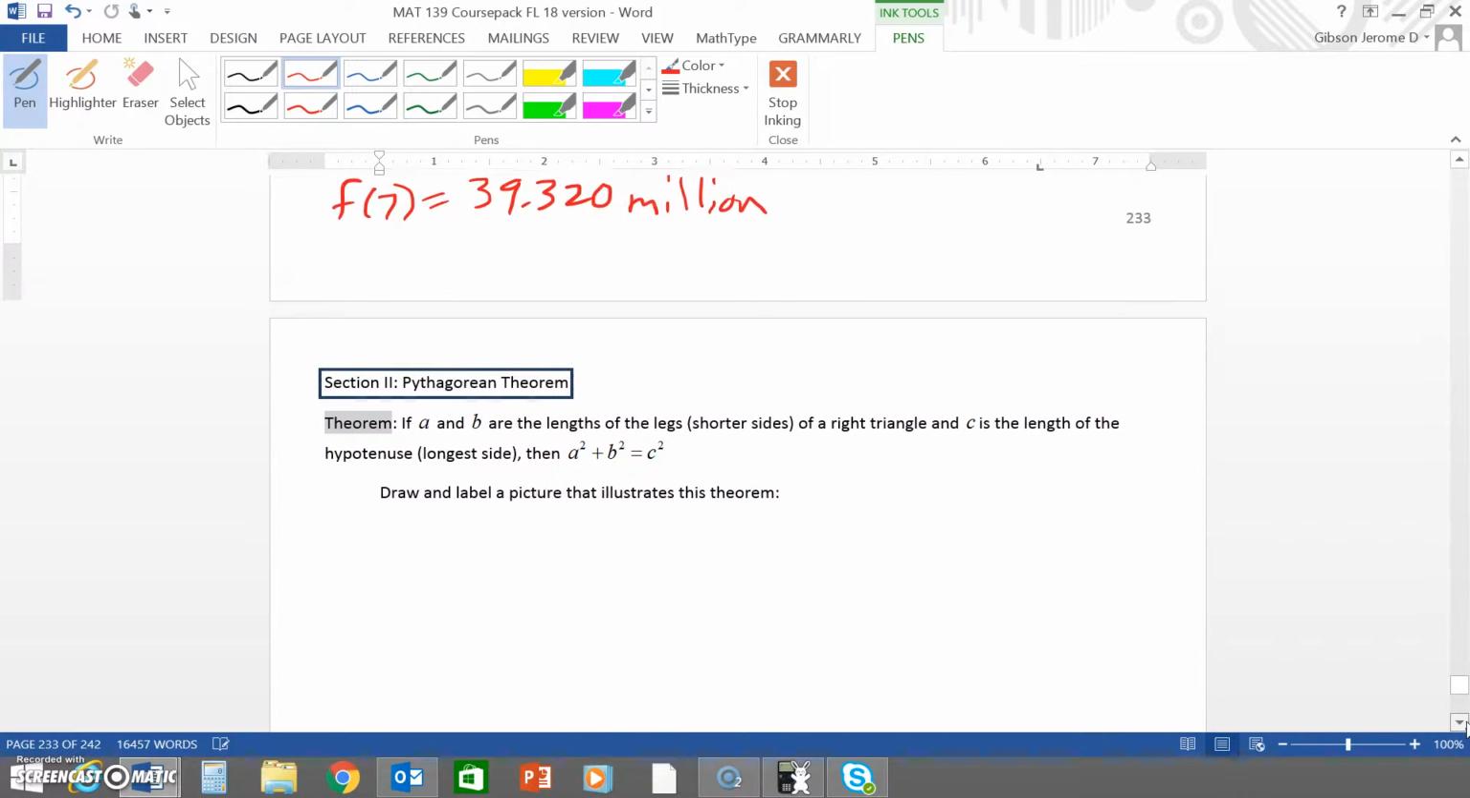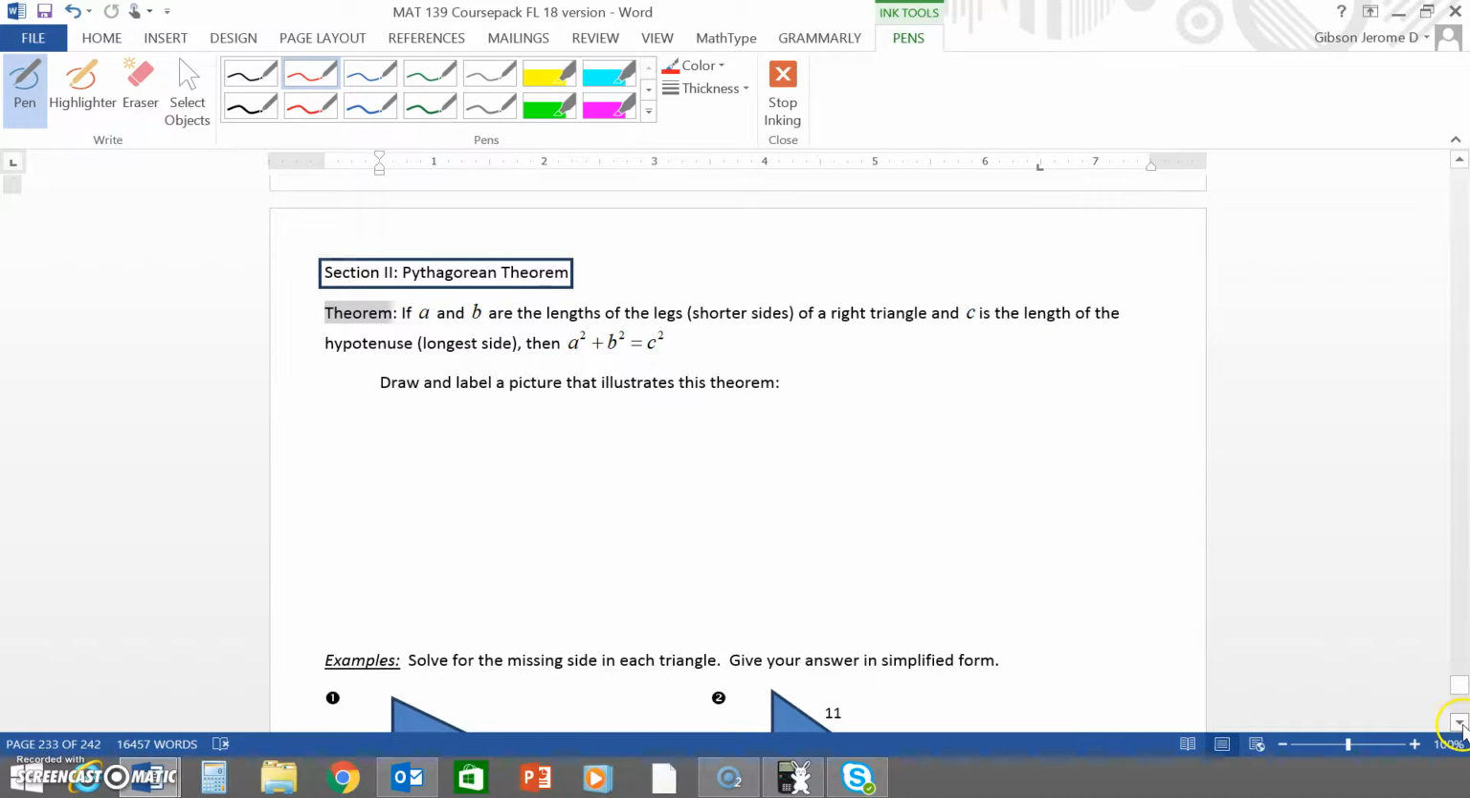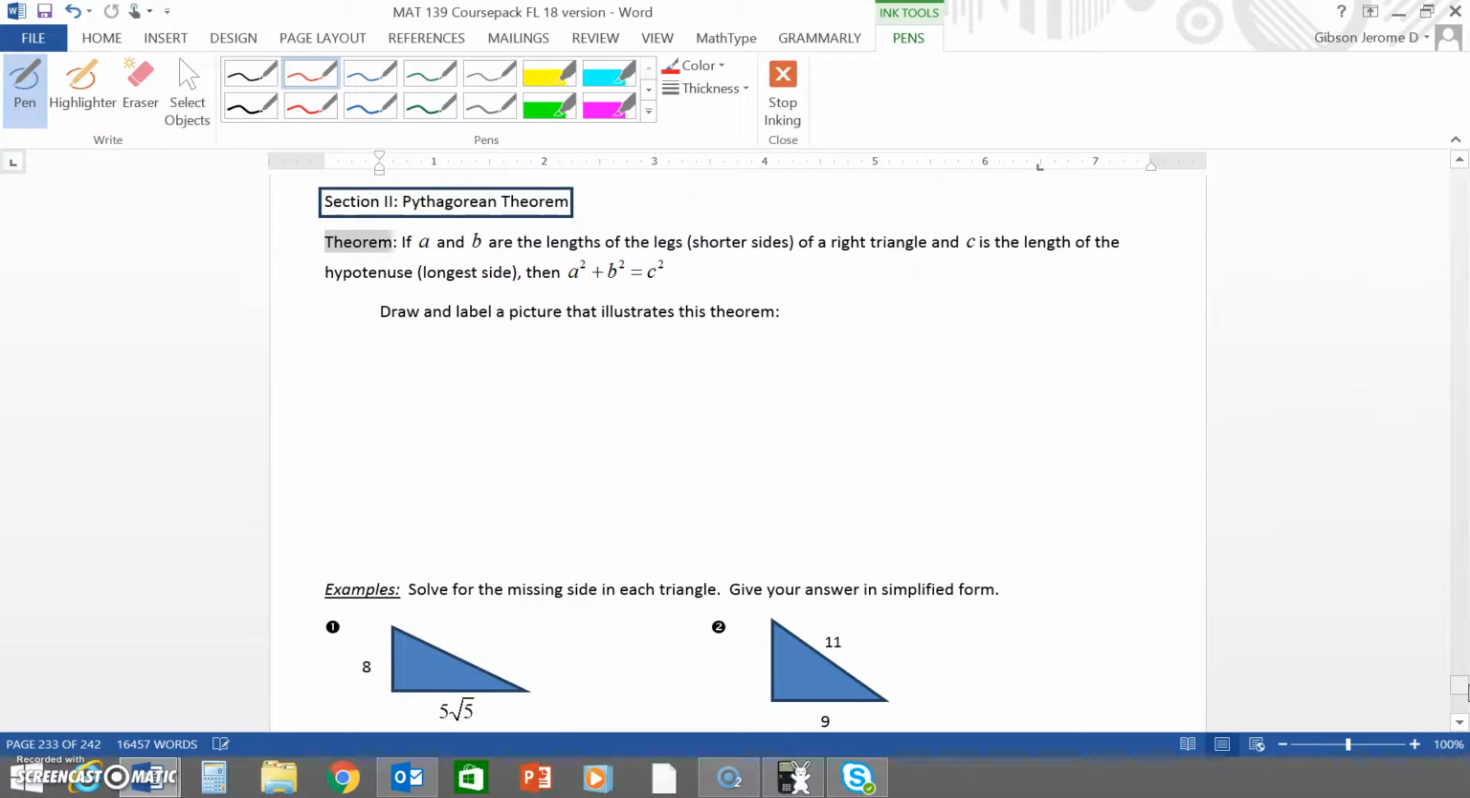Now we come here to section 2, the Pythagorean theorem. The theorem: if A and B are the lengths of the legs, the shortest sides of a right triangle, and C is the length of the hypotenuse, which is the longest side, then A squared plus B squared equals C squared. Now it says draw and label a picture that illustrates this theorem.